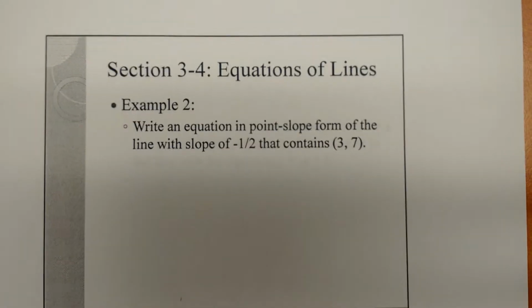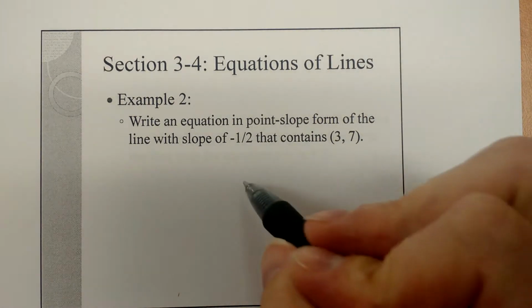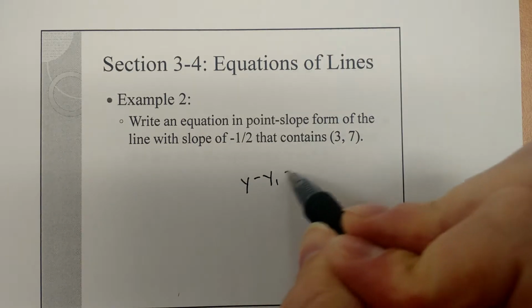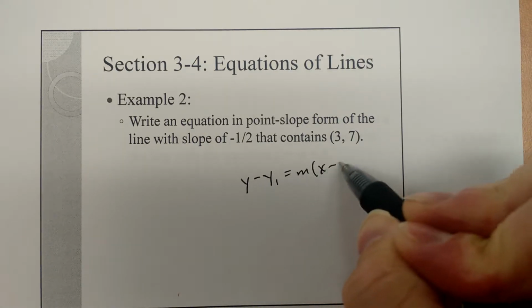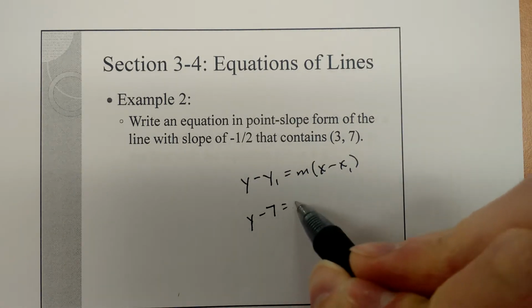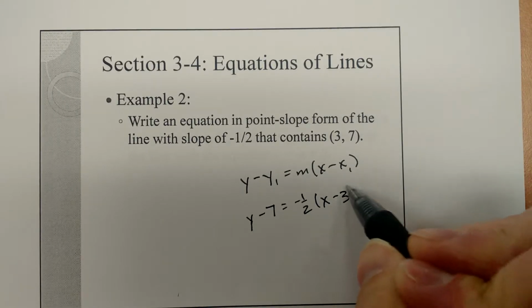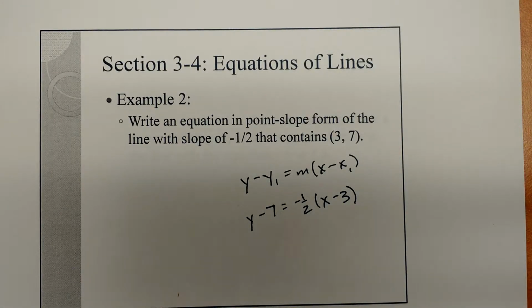So on this one, write an equation in point slope form of a line with slope -1/2 that contains (3, 7). So the generic equation, y minus y1 equals m times (x minus x1). So y minus 7, the y value, equals -1/2 times (x minus 3). So that'd be your equation in point slope form.